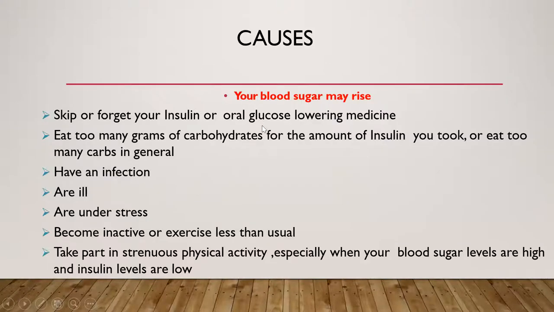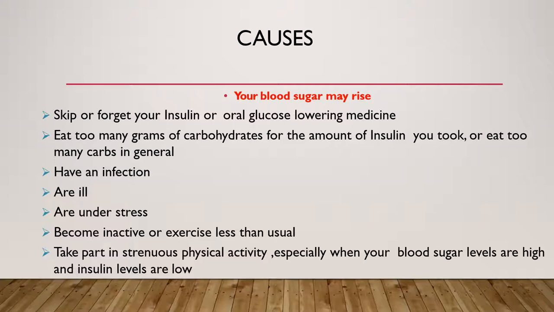Now see, what are the causes of blood sugar levels rising and falling? We hear in daily life that someone's blood sugar has gone low, someone's has gone high, no? Why does it happen? First thing is skipping or forgetting your insulin or oral glucose-lowering medicine. See, this is the simple, natural thing. In our body there is already glucose, there is insulin. And the balancing of it, our body does that balancing.